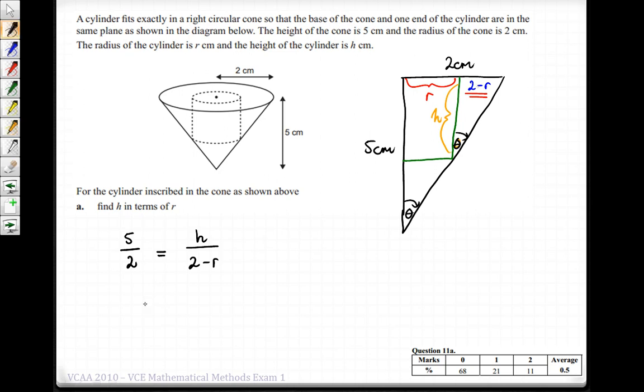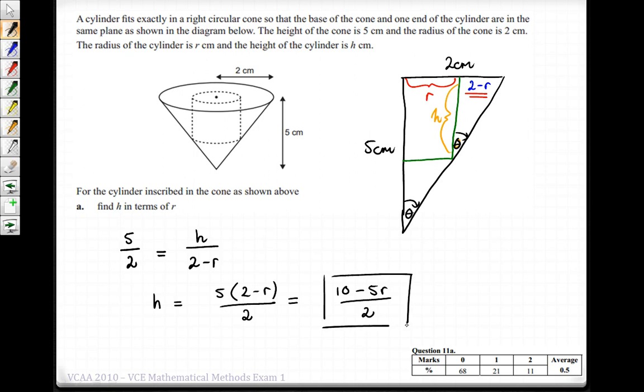So therefore, if we clean it up, we have h equals 5 times 2 minus r divided by 2, which equals 10 minus 5r on 2. And that's the answer to part A.